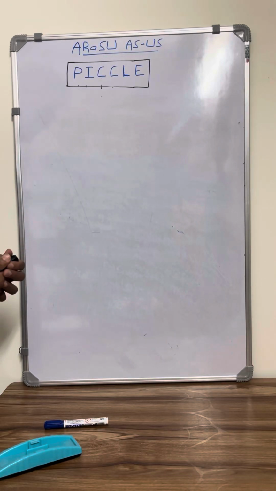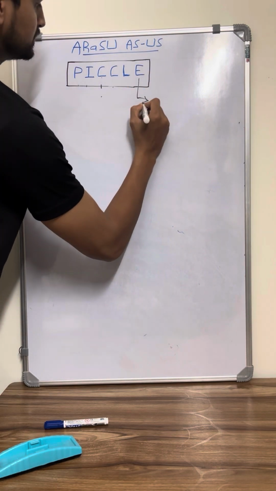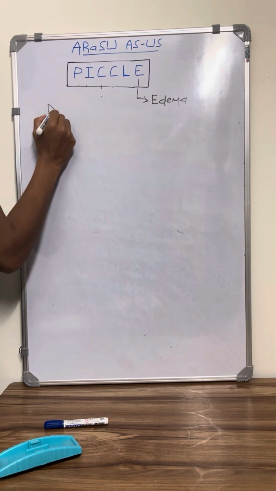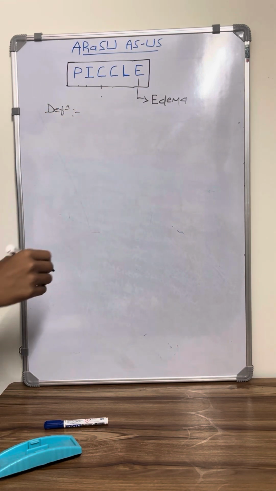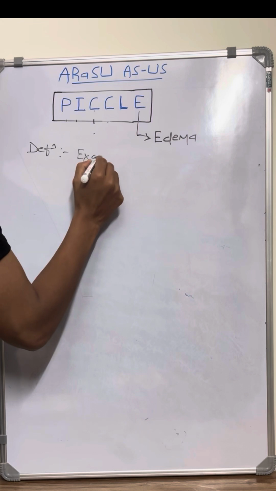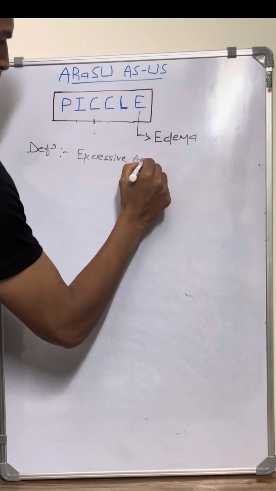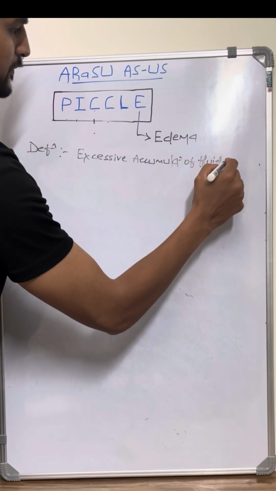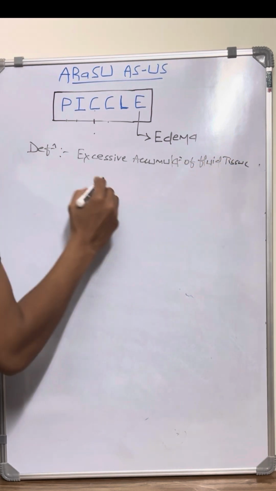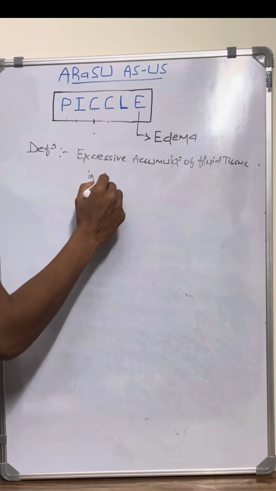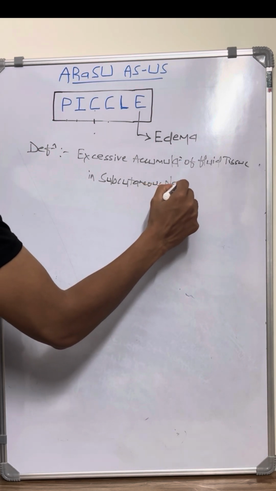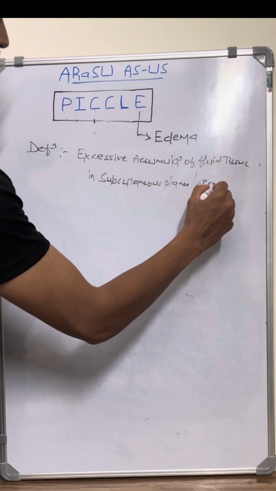Continuing the series of general physical examination, that is PICL. Today we will discuss edema. So mainly, what is edema? The definition is excessive accumulation of fluid in tissue, in subcutaneous planes or serous spaces, serous sacs.